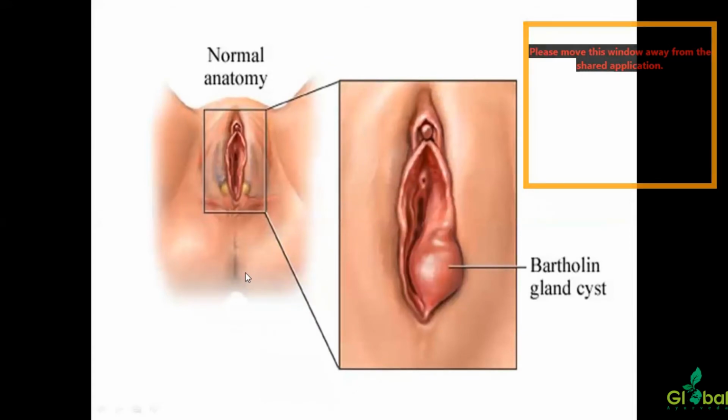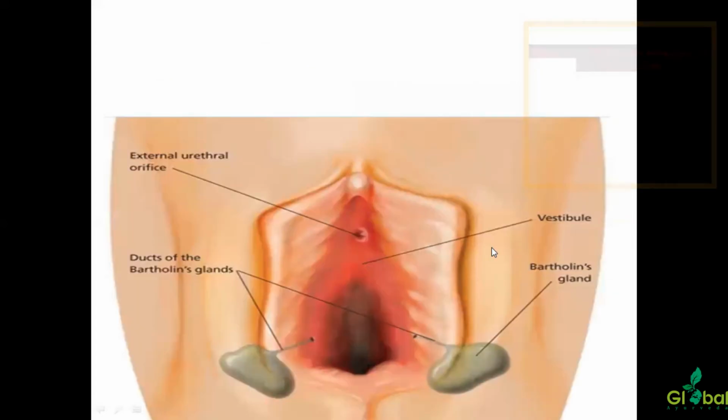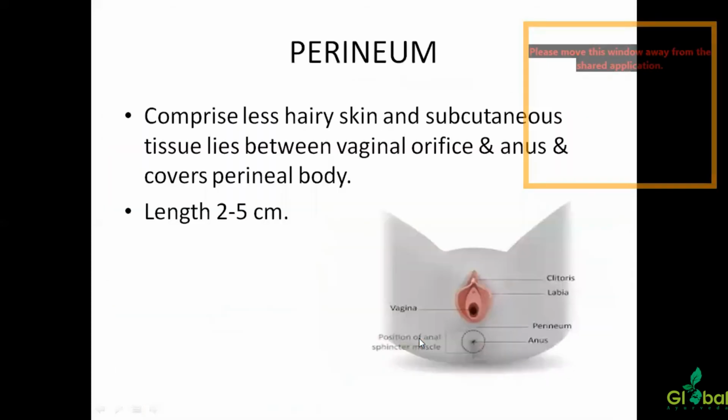This is the normal anatomy and this is the enlarged gland, and this is another picture showing a Bartholin's gland cyst. In this figure, we can clearly see the Bartholin's gland and its duct.